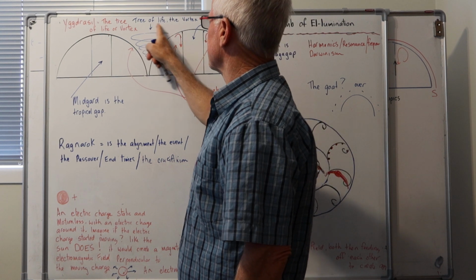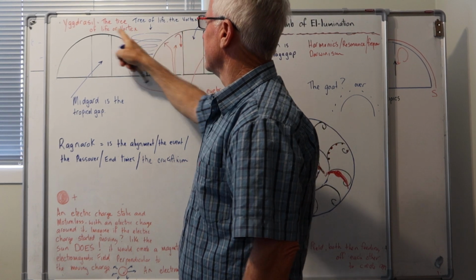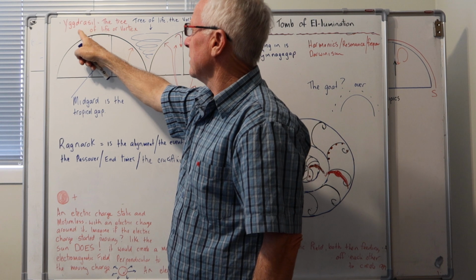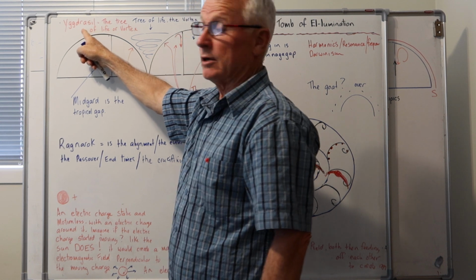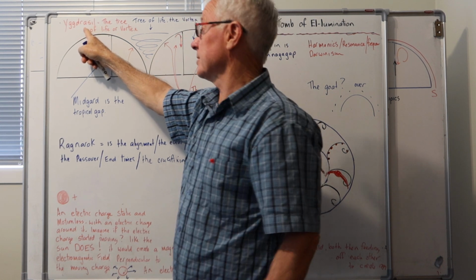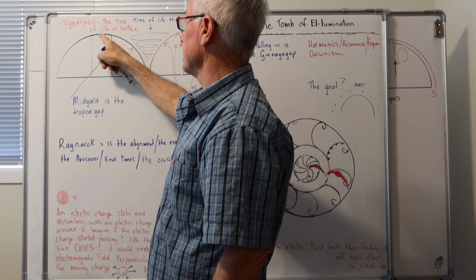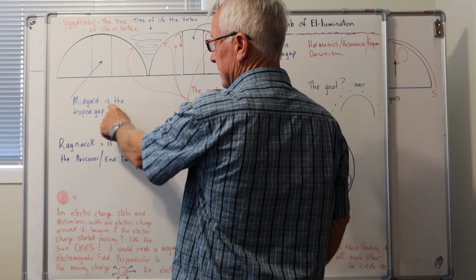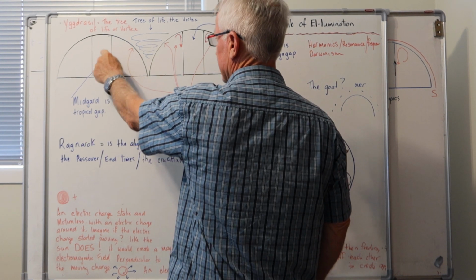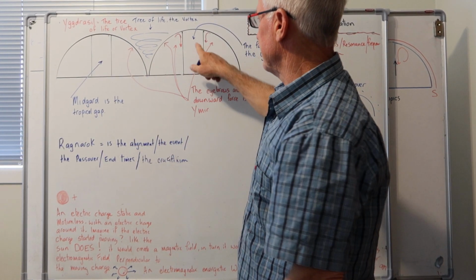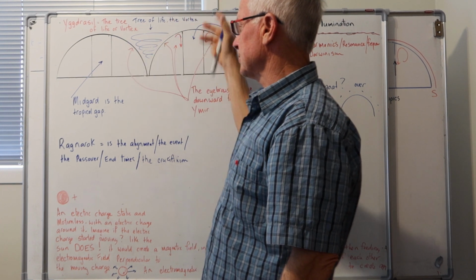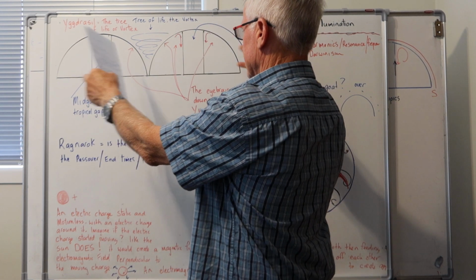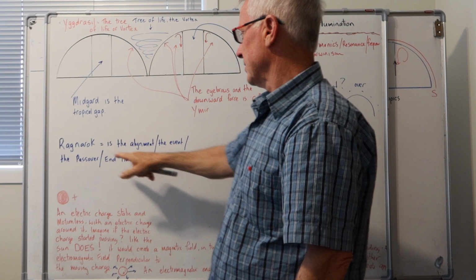Above there is the tree of life, the vortex. In Norse mythology, Yggdrasil. I don't pronounce any of these words right, but there it is. Yggdrasil is the tree of life or the vortex. Midgard is the tropical gap. It's where man first appears in the tropical gap in the story of creation. Then he spreads out across the earth.